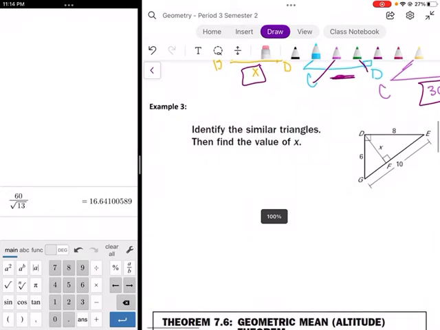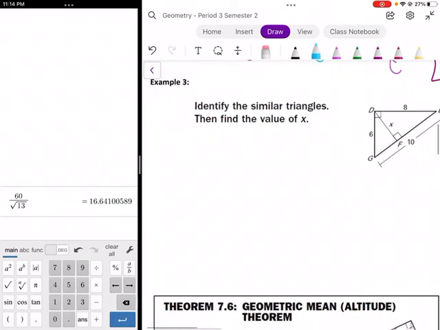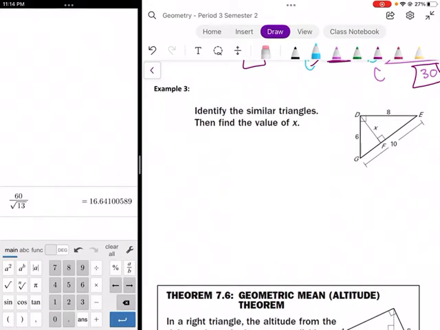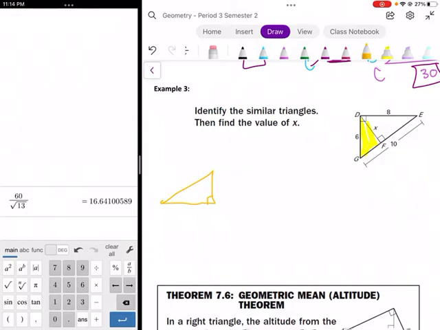Our next example, they want us to identify the similar right triangles and then find the value of x. So for this one, again, I'm going to start with the smaller one. And my longer leg is going to be horizontal. So we're going to have G, F, D. We know DF has the length of x and the hypotenuse is 6.